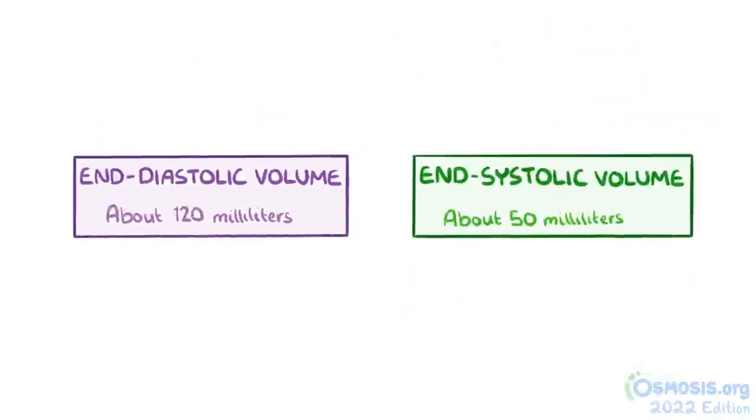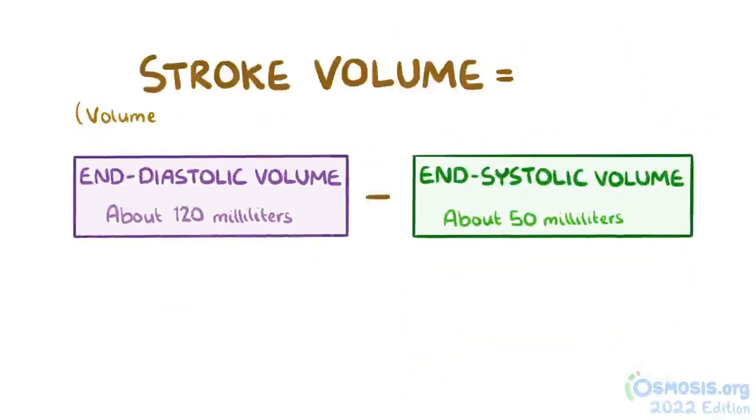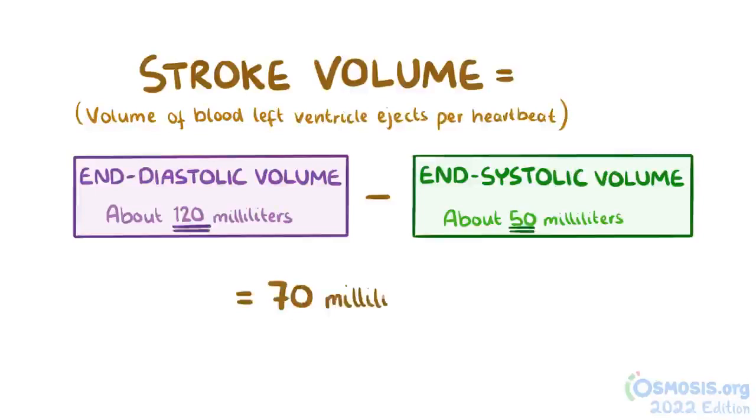So, end diastolic volume minus end systolic volume gives us the stroke volume, which is the volume of blood that the left ventricle ejects with every heartbeat or stroke. In this case, the stroke volume is 120 minus 50, which equals 70 milliliters.